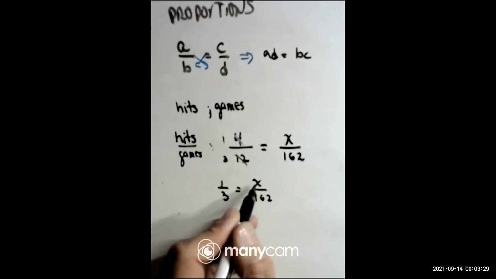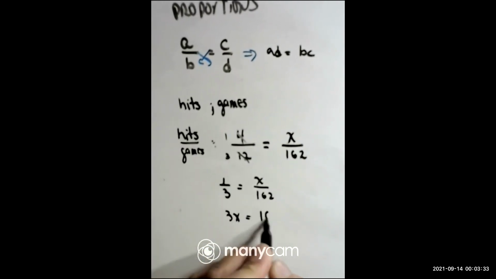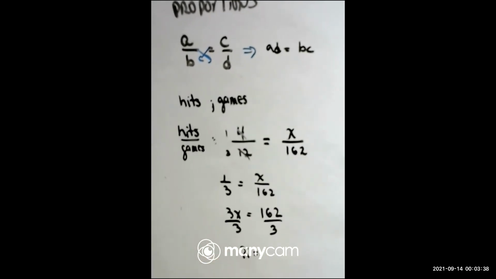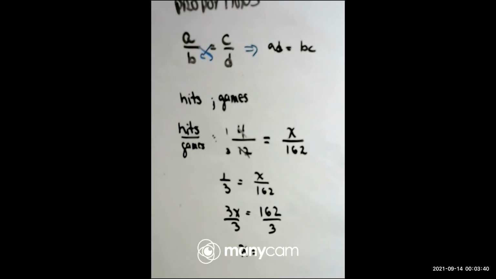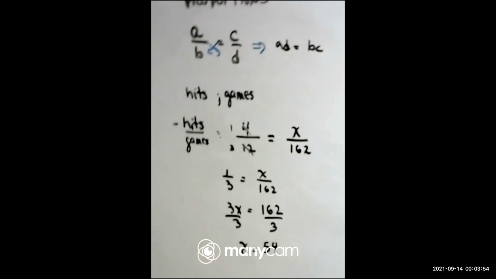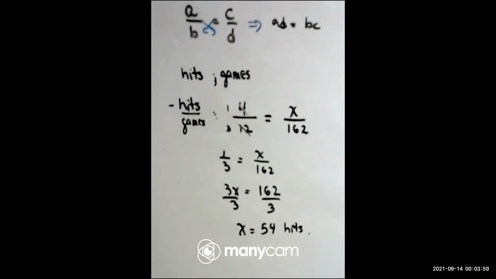Cross multiply: 3 times X equals 3X equals 2 times 162. X equals 2 times 162 divided by 3. Using a simple calculator, that gives me 108. 108 what? Remember, 108 hits. So the answer will be 108 hits. It's as simple as that. Set up the proportion, cross multiply, and solve accordingly.